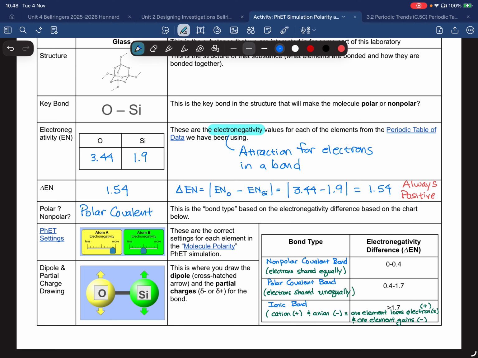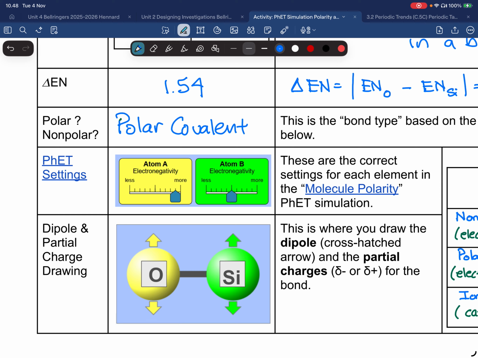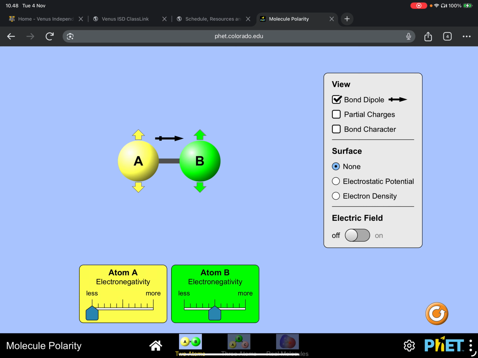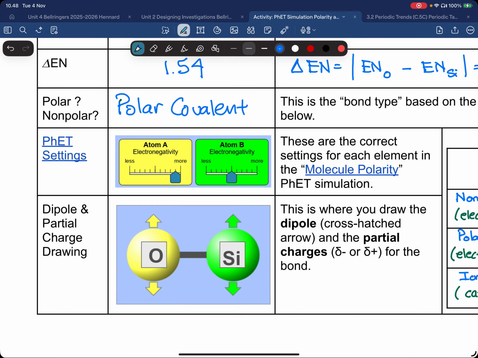Now, you go to your PhET settings. First, you go to the simulation itself, which looks like this. The two atoms look like that. Click on partial charges, okay? And you can click on bond character if you want to. It's not necessary, but you can. Then you go back and you set your PhET the way it is here.